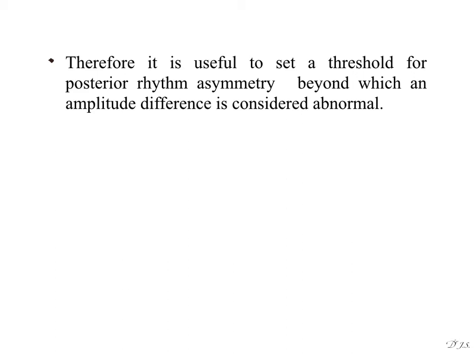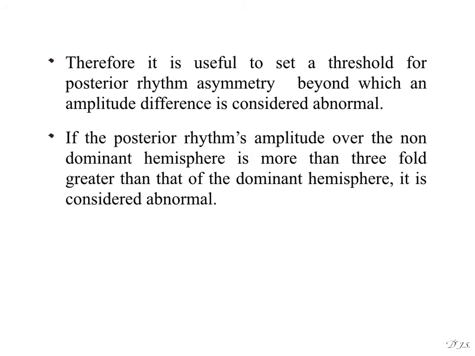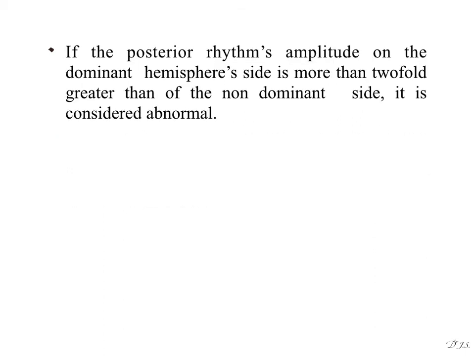Therefore it is useful to set a threshold for posterior rhythm asymmetry beyond which an amplitude difference is considered abnormal. If the posterior rhythm's amplitude over the non-dominant hemisphere is more than threefold greater than that of the dominant hemisphere, it is considered abnormal. If the posterior rhythm's amplitude on the dominant hemisphere side is more than twofold greater than that of the non-dominant side, it is considered abnormal.